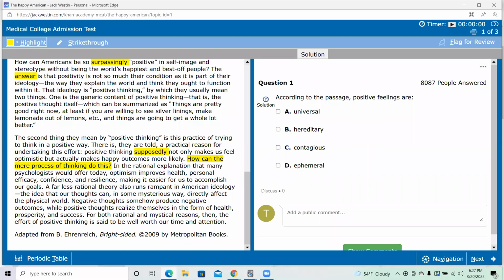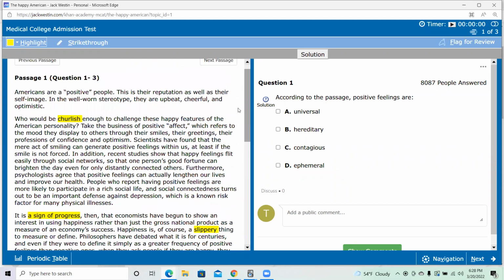In the rational explanation that many psychologists would offer today, optimism improves health, personal efficacy, confidence, and resilience, making it easier for us to accomplish our goals. A far less rational theory also runs rampant in American ideology. The idea that our thoughts can, in some mysterious way, directly affect the physical world. Negative thoughts somehow produce negative outcomes, while positive thoughts realize themselves in the form of health, prosperity, and success. For both rational and mystical reasons, then, the effort of positive thinking is said to be well worth our time and attention. All right, so all of that down.